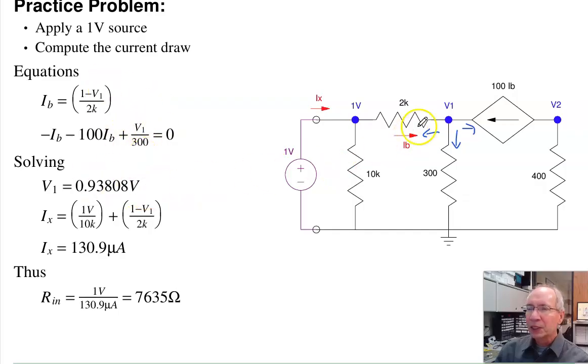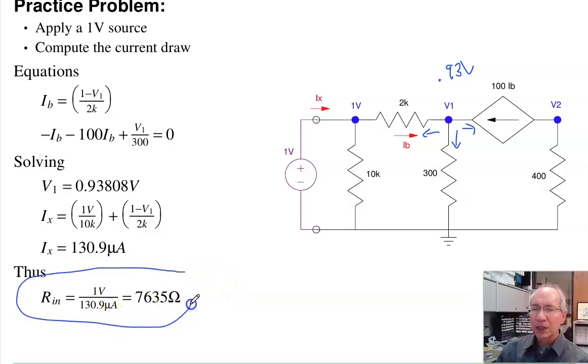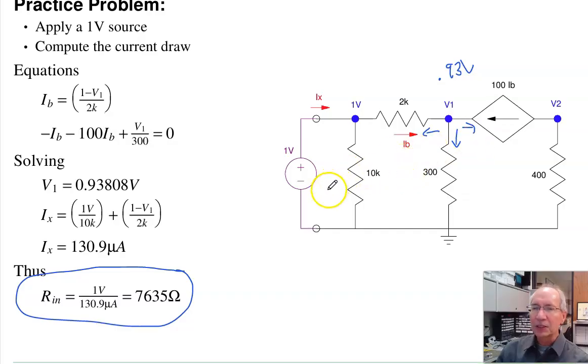I get V1 is 0.93 volts. I know that Ix is 1 over 10K plus 1 minus 0.93 over 2K, 130 microamps. Therefore, the resistance is 1 volt over 130 microamps, 7635 ohms. That's the Thevenin impedance, or the impedance looking in. Again, not really obvious from the circuit, but that's what it is.